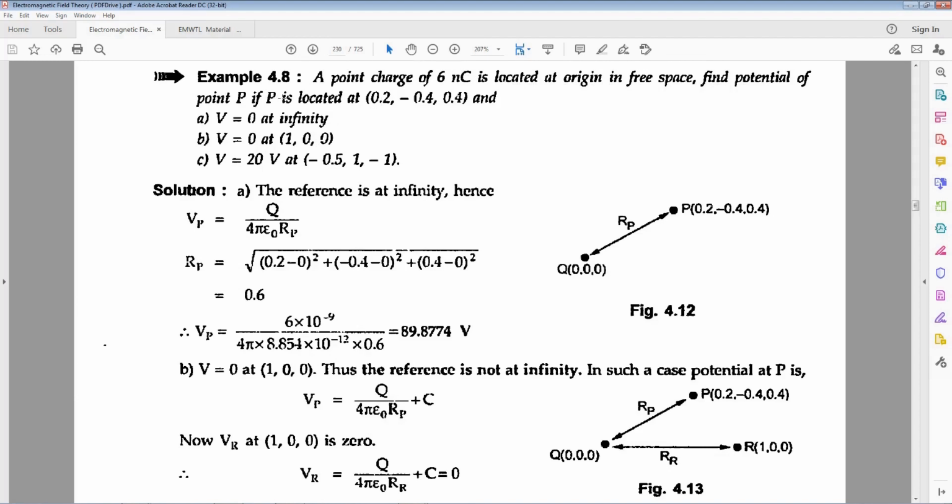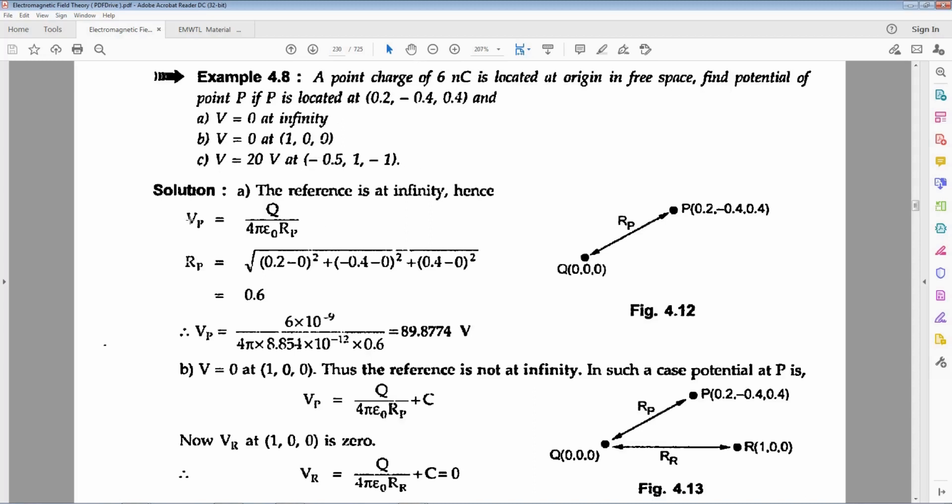And next example: a point charge of 6 nanocoulombs is located at the origin in free space. Find the potential of point P located at 0.2, minus 0.4, 0.8, where V is equal to 0 at infinity, and V is equal to 0 at 1, 1, 0, and V is equal to 20 volts at the location 0.5, minus 0.5, 1, and minus 1.